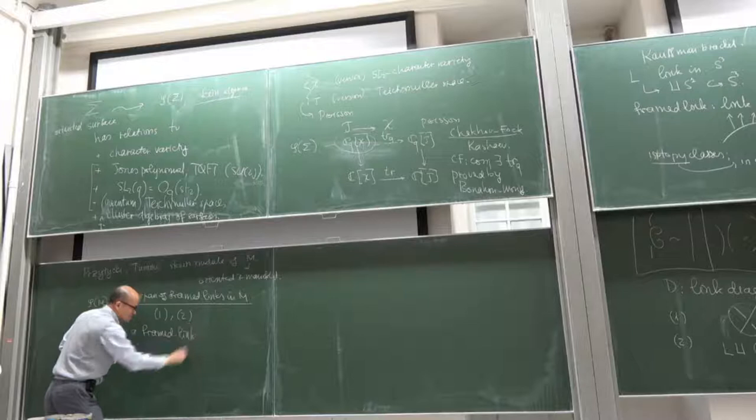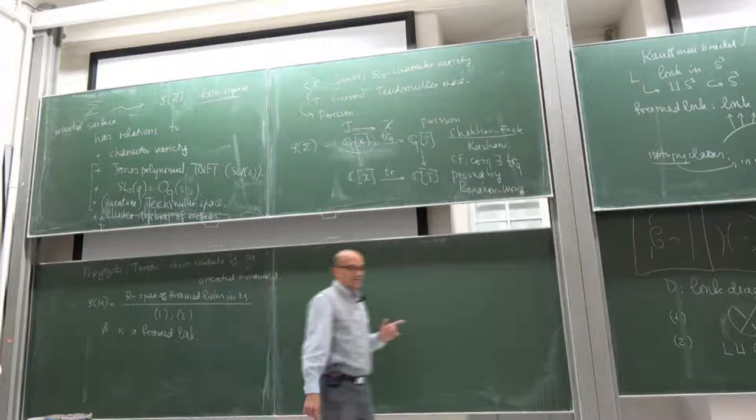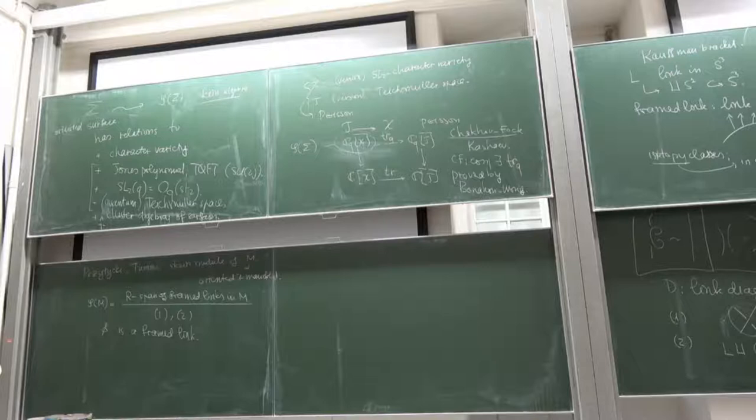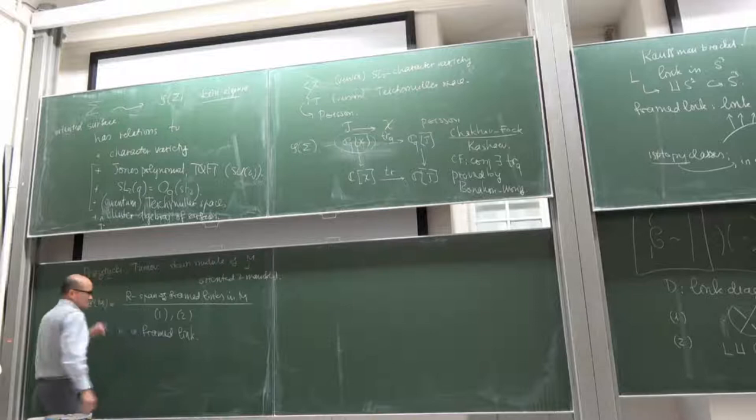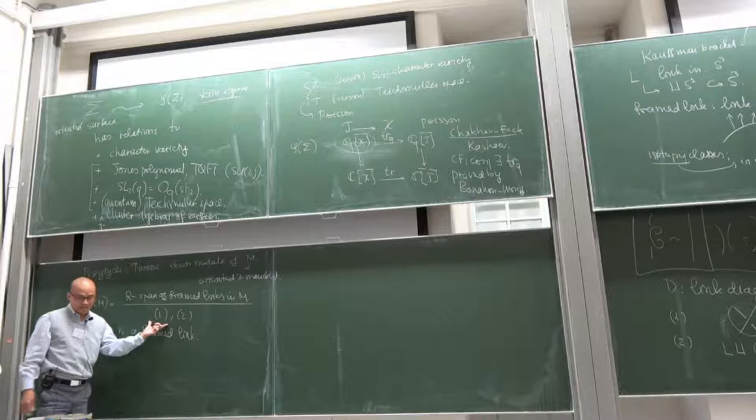And I include that in the definition here, okay? So the empty set is considered as a framed link with zero components, which is isotopic only to itself. And then you include that in this one here. So this one, S of M, it's just you look at all the framed links, you divide by the Kauffman relations there, okay?